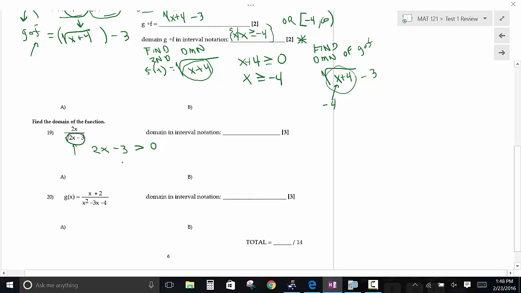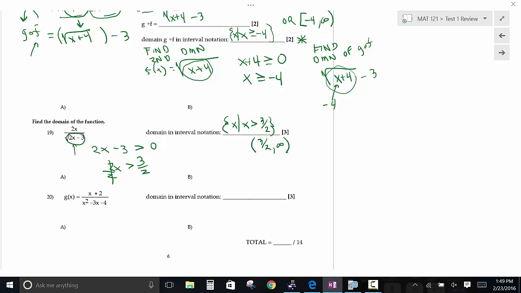Now we're going to add 3 to both sides. So that's going to be 2x is greater than 3. Then you can divide by 2, so you get x is greater than 3 halves. Again, you can write this as the set of x such that x is greater than 3 halves, or you could write that in interval notation as 3 halves to infinity. It all depends on where the square root is. If it's in a denominator, then it can't be 0.